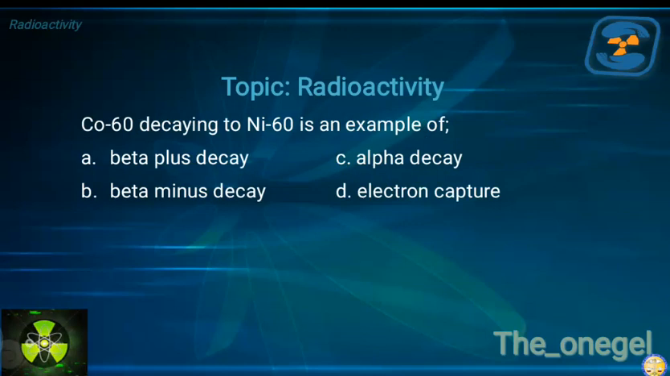Next number 3. So, cobalt-60 decaying into nickel is an example of. So, if you have the periodic table with you, mapapansin nyo, cobalt is element number 27. Nickel is element number 28. So, take note class kung ano yung minus na nagdadagdag, di ba? Minus siya pero nagdadagdag. So therefore, nadagdagan ng isa yung atomic number niya, so beta minus emission or beta minus decay. The answer is B.